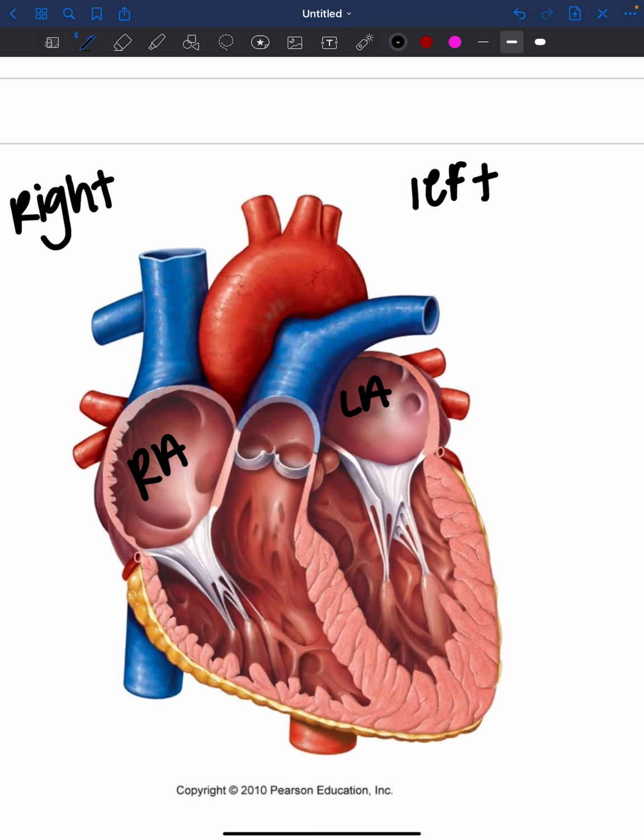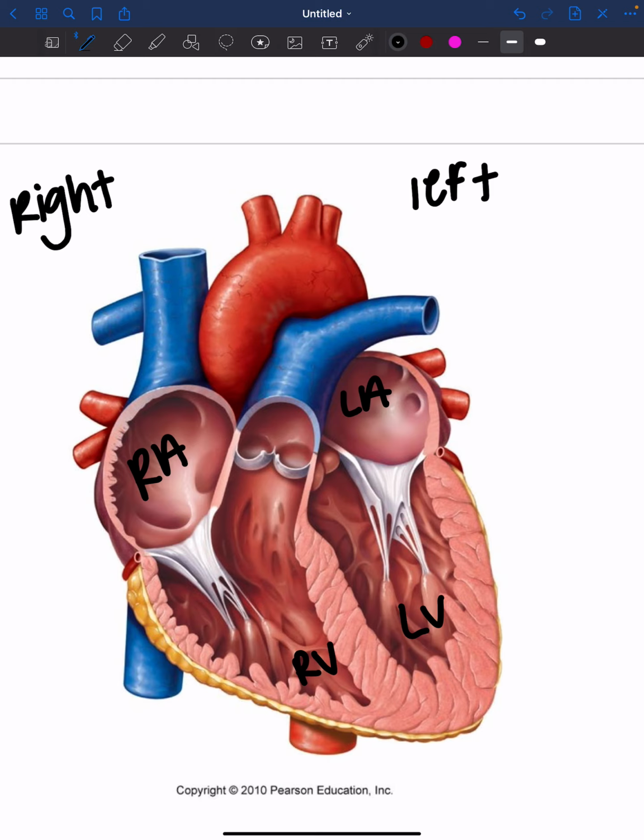Our ventricles are bigger. So we have our left ventricle and our right ventricle. Mind you that the left ventricle is going to be the thicker wall of the heart, because when you look at it, you can see that it has more muscle than the right ventricle. The right ventricle wall is much thinner than the left.